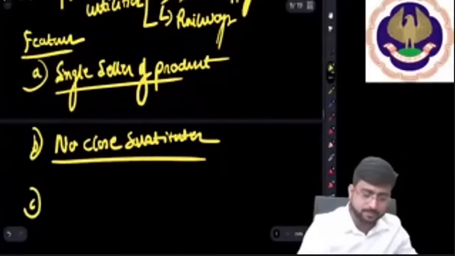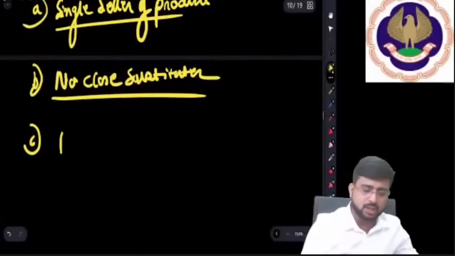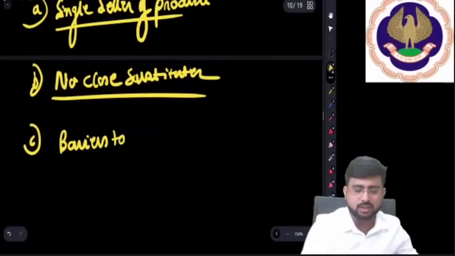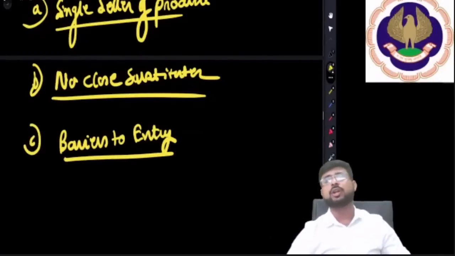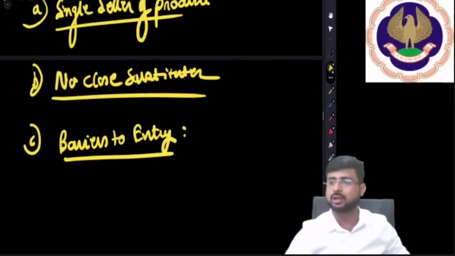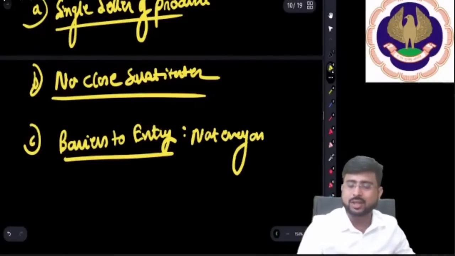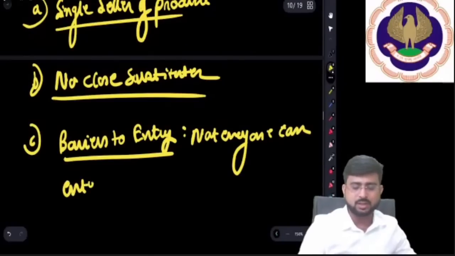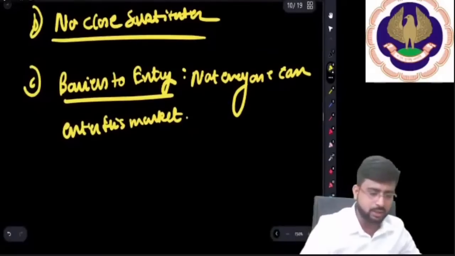Point number C, it represents barriers to entry. What barriers? We will talk about this in detail. Like there is some kind of license you need or huge money resources you need in order to enter a monopoly market. So not everyone can enter. Just like in perfect competition, everybody was able to enter, here everybody is not able to enter. So there is this barrier to entry.